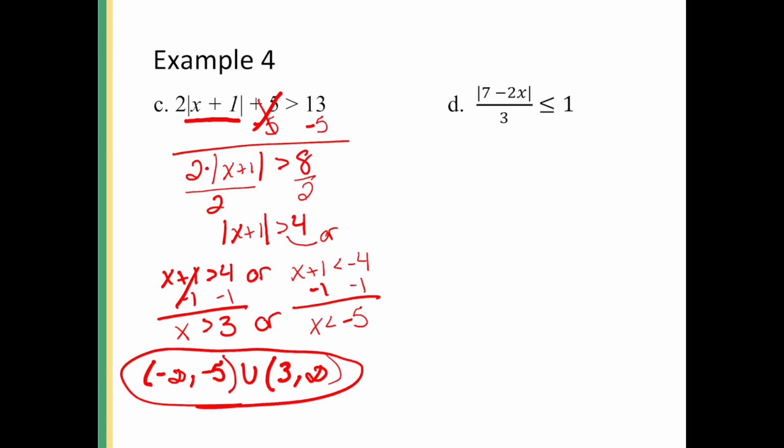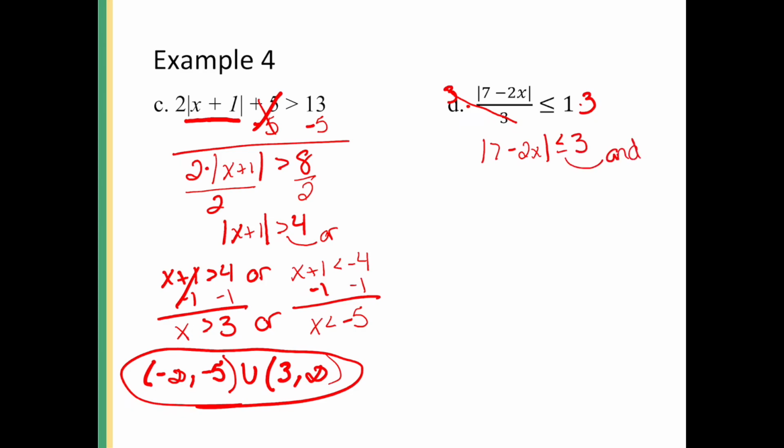Part D, I have a fraction. I need to get rid of that fraction because only the top is an absolute value. To get rid of the fraction, you're going to multiply by what's on bottom. So I'm going to multiply both sides by 3. So these 3's cancel. I have absolute value 7 minus 2x is less than or equal to 3.